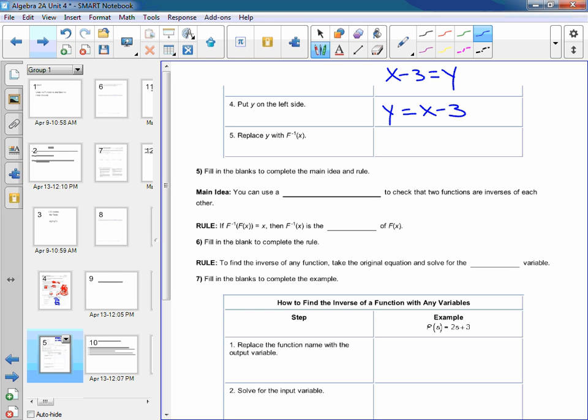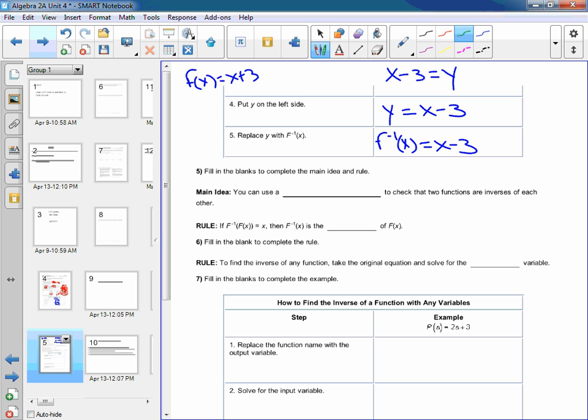And then to write it in the proper notation, remember our original was, I'll write over here, f of x equals x plus 3. Well, the inverse is f inverse of x equals x minus 3. So x minus 3 undoes the function x plus 3.